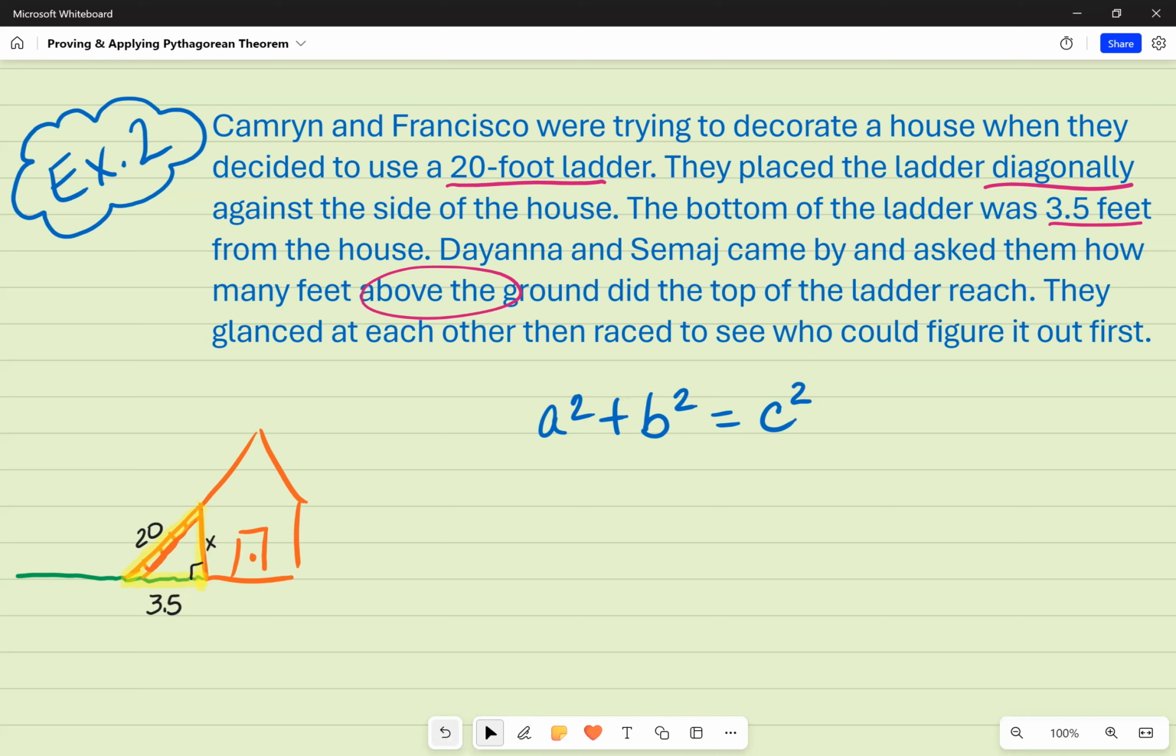Now that we have the information we need, we can use the Pythagorean theorem and substitute. For A and B, those are interchangeable. Those are your legs. You can put x squared plus 3.5 squared or 3.5 squared plus x squared. It does not matter. I'm going to do x squared plus 3.5 squared, and then C, which is my hypotenuse, is 20, and everything is squared, so pay attention to that. So x squared plus, once I simplify 3.5 squared, 3.5 times 3.5 is 12.25. And then 20 squared is 20 times 20, which is 400.